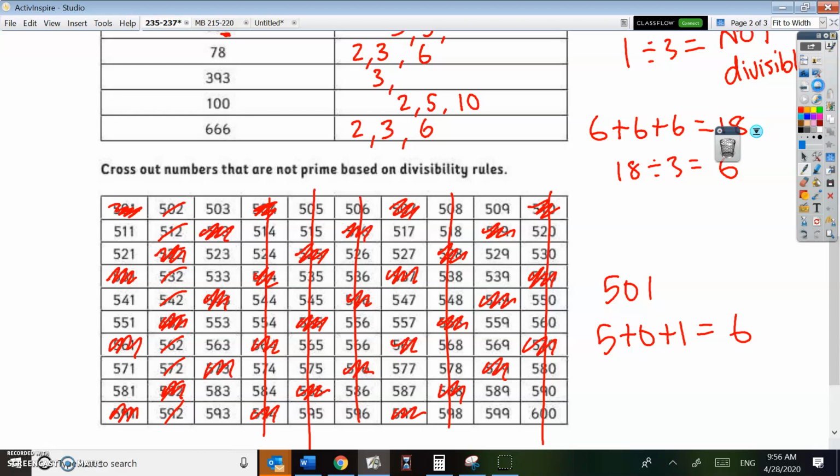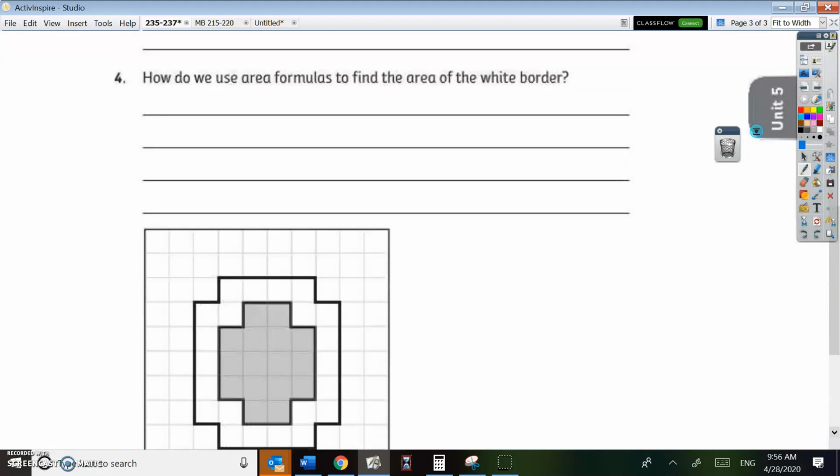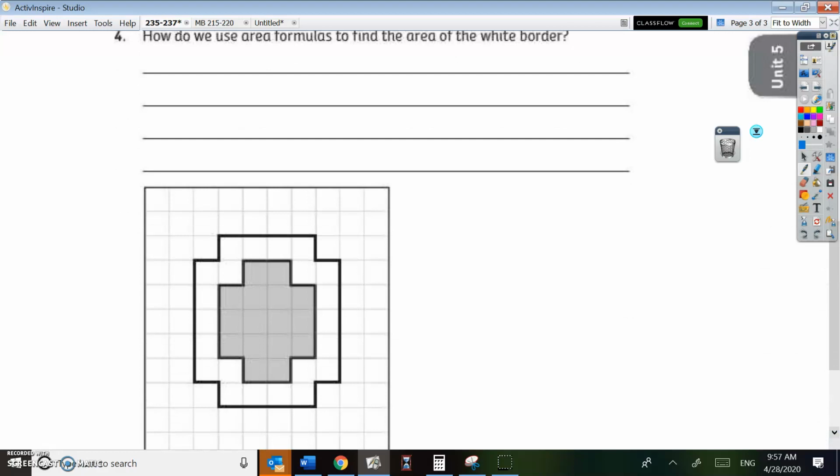Let's check that next page. What is the area? So we are going to look at a grid and find the area of the gray center. The drawing on the grid shows a section of a design on a tile floor. The pattern shows white and gray sections. What is the area of the gray center part of the pattern? Okay, so the area of the gray center part, let's cut this off, this, and this.